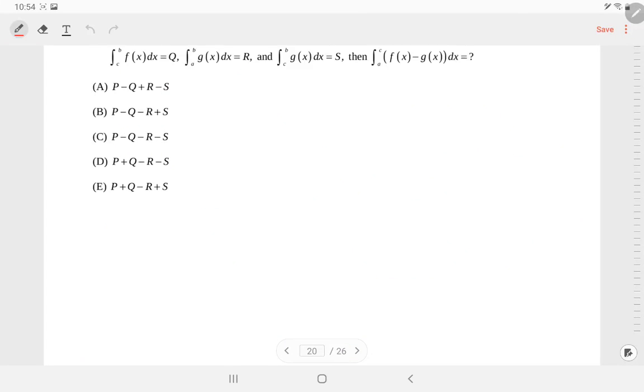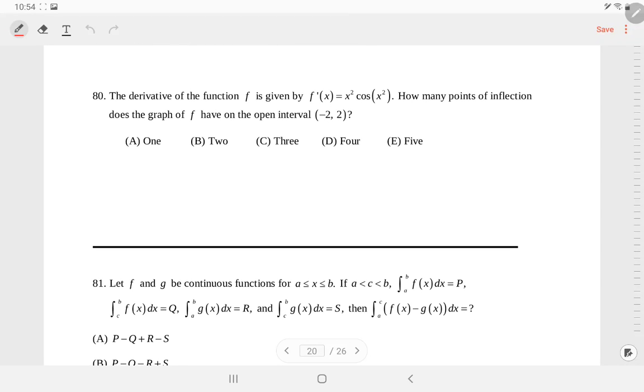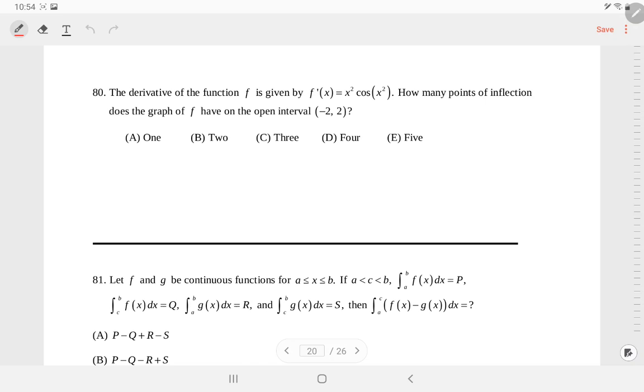Okay, page 20, 80. The derivative of a function is given by, okay, so they gave me the derivative. How many points of inflection does the graph have? Okay, this is a graph given problem.